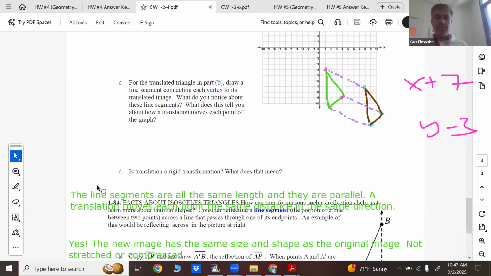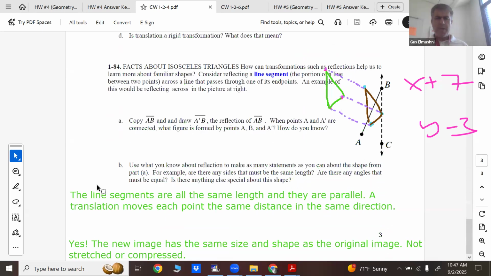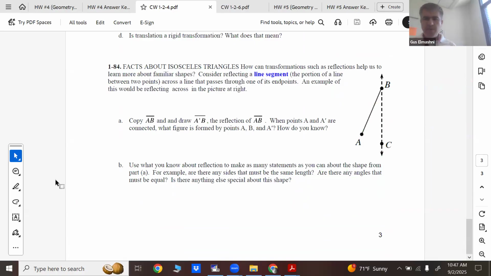So the last part of the notes before we move on to the next set of notes. This one's going to be about facts about isosceles triangles. How can transformations such as reflections help us to learn more about familiar shapes? William, can you read that part about 184? Yeah. Facts about isosceles triangles. How can transformations such as reflections help us to learn more about familiar shapes? Consider reflecting a line segment, a portion of the line between 2 points, across the line that passes through one of its endpoints. An example of this would be reflecting across in the picture outright.